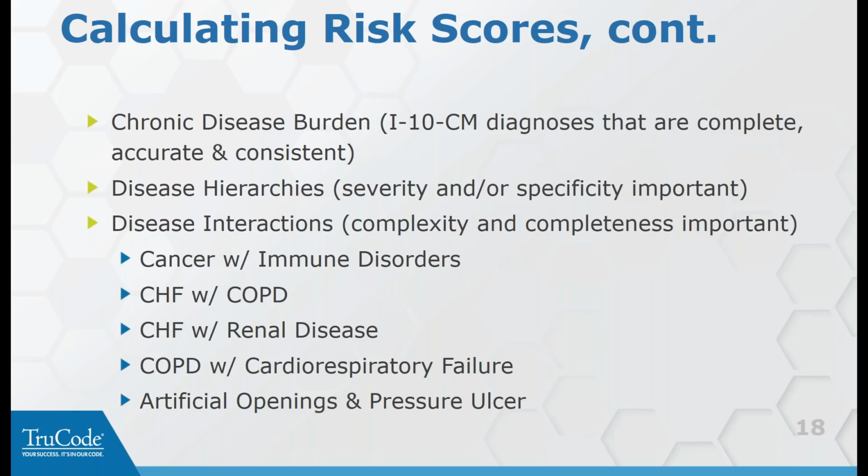And here on this slide are some examples of interactions that give an adjustment factor. Cancers with other immune disorders, CHF with COPD, CHF with renal disease, COPD with cardiorespiratory failure, or a patient that has an ostomy status and a pressure ulcer. So all of those will give you an adjustment factor for that disease interaction.